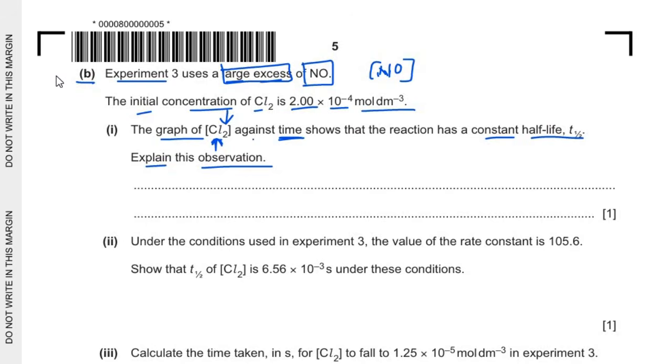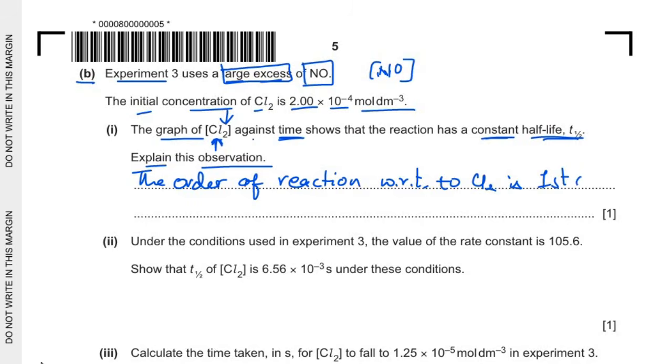And if we have got a constant half-life for that, that shows that the order of reaction with respect to chlorine is first order. That's why we get the constant half-life. If the half-life increases over time, then it is second order, and if it decreases, then it is zero order with respect to chlorine. But as it's written constant half-life, it is first order with respect to chlorine. So that's what we can observe and explain here.